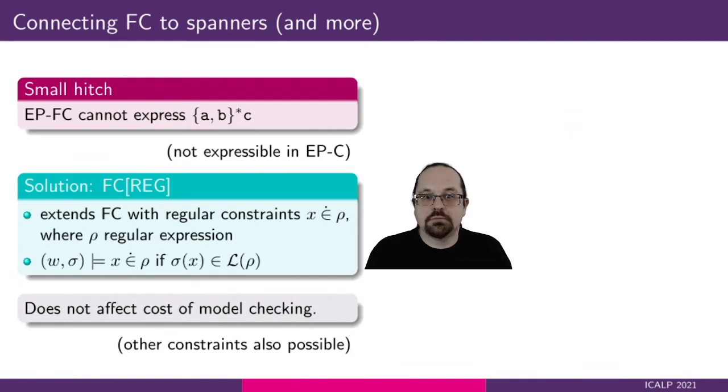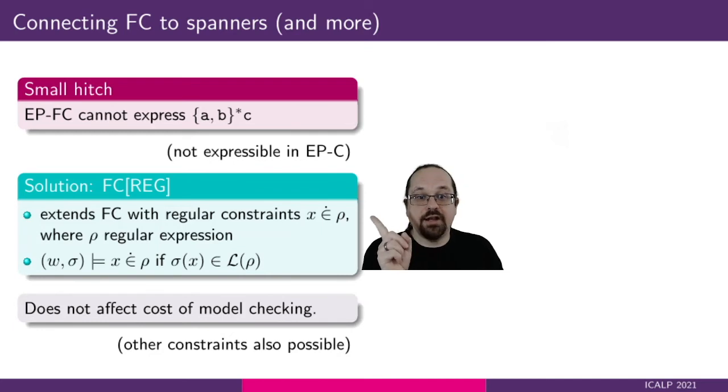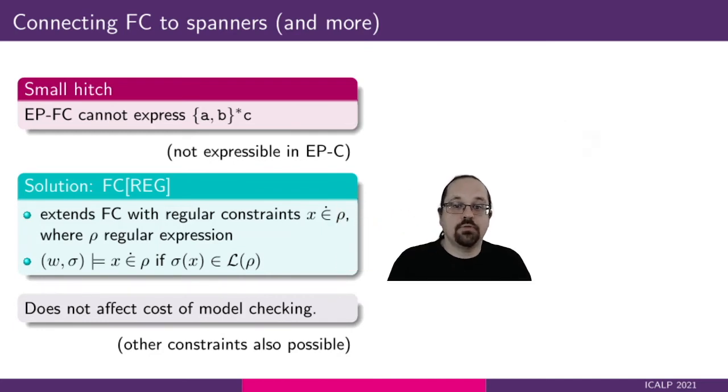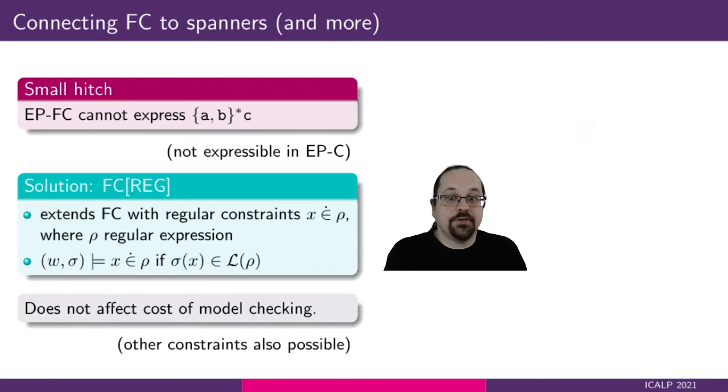We have a key solution to that. We extend FC with regular constraints. So we can take a regular expression like rho here, and then just write x as an element of rho. That expresses this factor x belongs to the language of the regular expression. That's that.